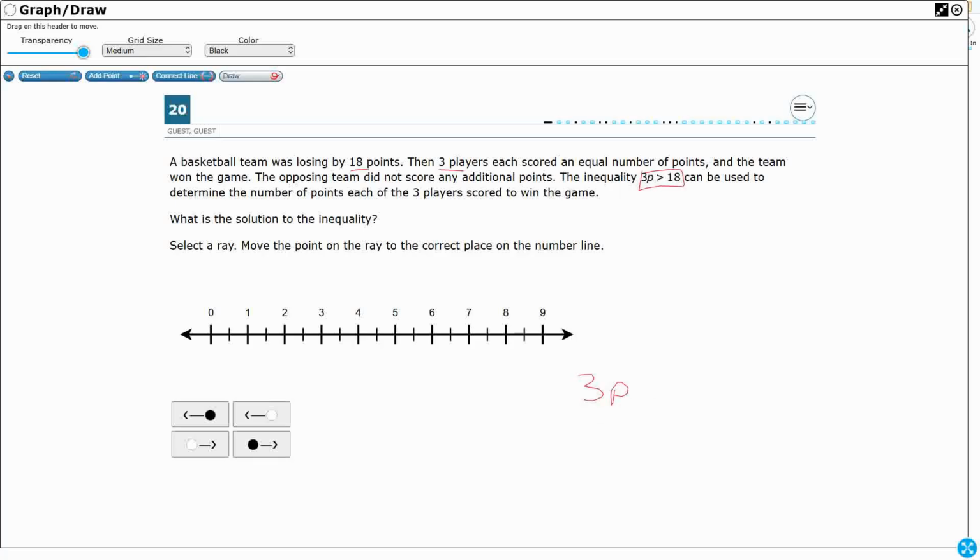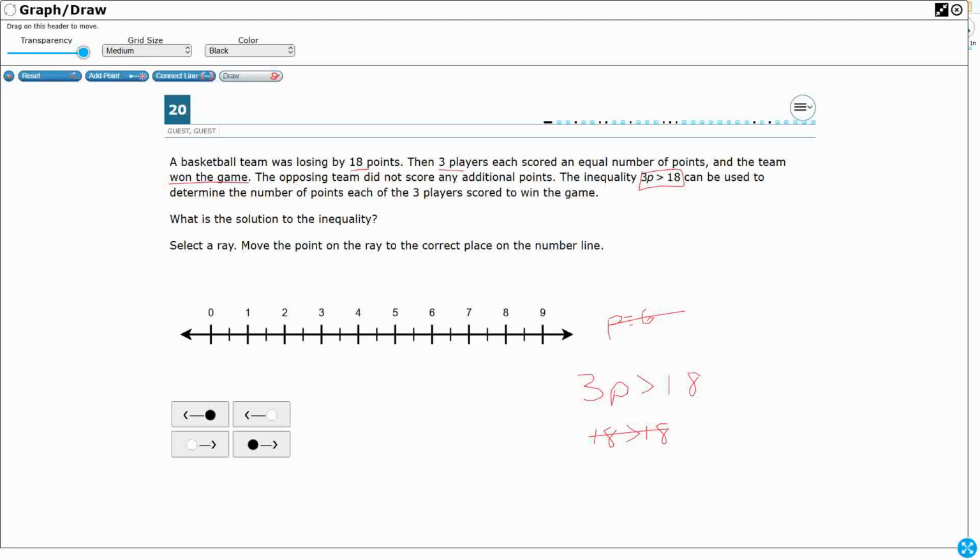3p is greater than 18. So the 3 players each scored an equal number of points. They were losing by 18, so it has to be greater than 18. Because if, let's say, p equals 6, then if each of those 3 players did that, it wouldn't work, because 18 is not greater than 18. 18 ties the game. They don't tie the game, they win the game. So it has to be greater than that, okay?